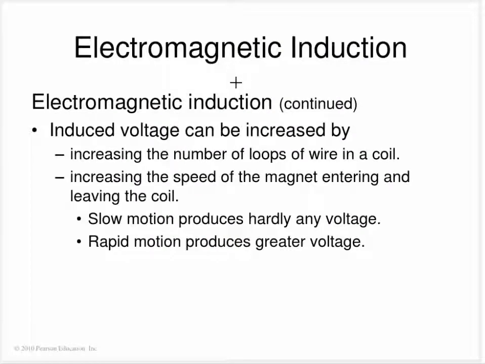Now, this is kind of interesting, but that production of voltage is actually kind of useful because we can use that for minor things like generators. So very often we want to increase that induced voltage, and what we can do is we could say, okay, well, more coils of wire meant more magnetic field before, so more coils of wire are going to mean higher voltage. It turns out that the speed of the magnet is going to make a difference. Slow motion is not going to hardly produce any voltage, and rapid motion is going to produce a much greater voltage. And I'll show you what I mean by that.